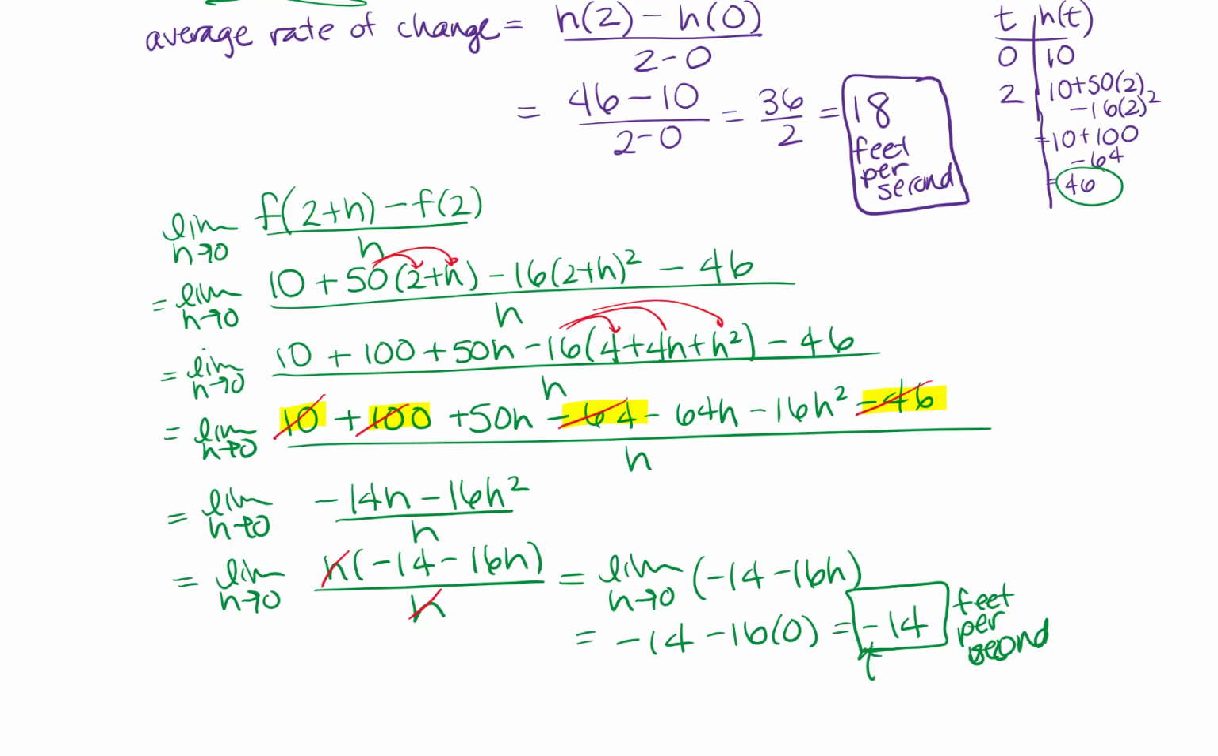So what that means is that at t equals 2, our height is getting smaller. The height is going down by that much, by 14 feet per second at that instant. So the object is on its way back down at t equals 2, and although it's higher at t equals 2 than it was at t equals 1, it's on its way back down. So that would be an important thing to notice about that. All right, great.